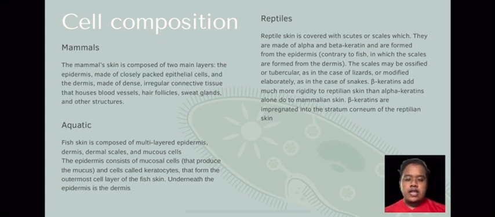For the fish, skin is composed of multi-layered epidermis, dermis, dermal scales, and mucous cells. The epidermis consists of mucosal cells that produce the mucus and the cells called keratocytes that form the outermost cell layer of the fish skin.